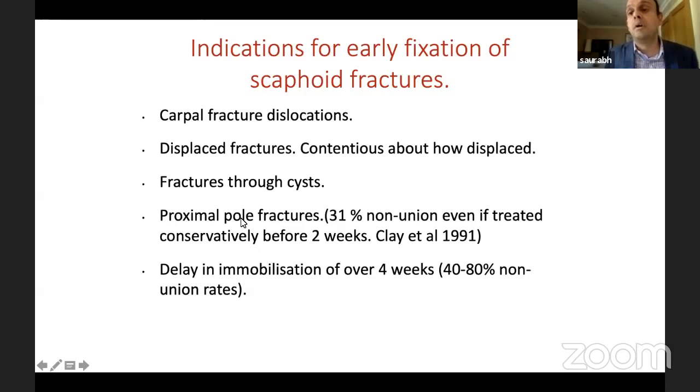Proximal pole, all proximal poles need to be operated upon. There's a 30% non-union chance, 1 in 3 patients. If you treat it with a plaster, it won't heal up. 30% is very high, so all of them need surgery.